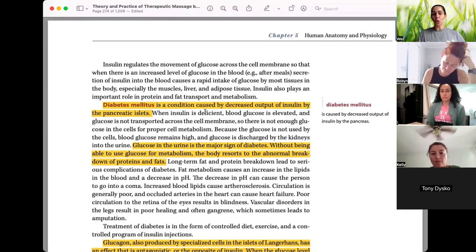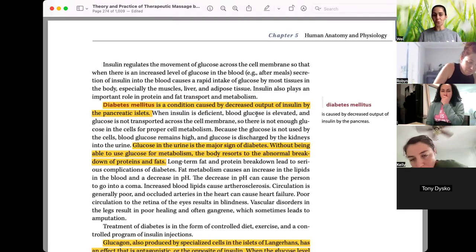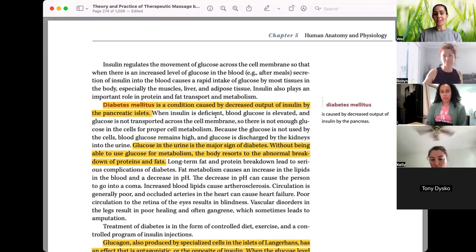So we said glucose. I'm going to read this because it's really beneficial for you to go along. When insulin is deficient, blood glucose is elevated. So when we eat, food gets broken down, carbohydrates into sugars. The sugars will go through the bloodstream. From there, insulin comes in. And if you don't have any insulin, then the blood glucose will elevate, okay? And it's not going to transport to the cell membrane where you need it to go into the cell.